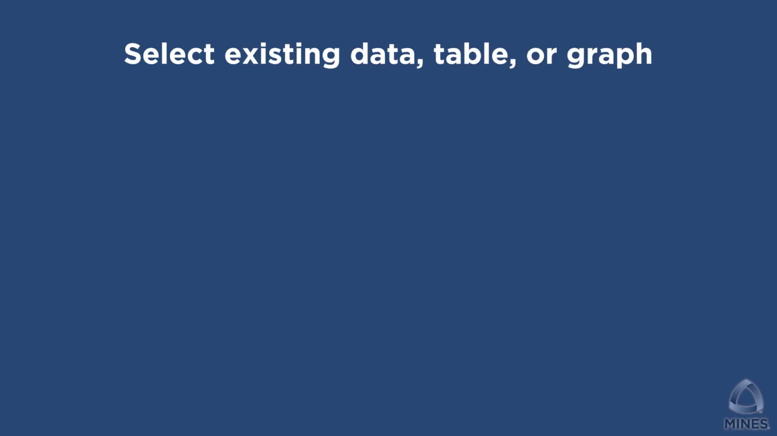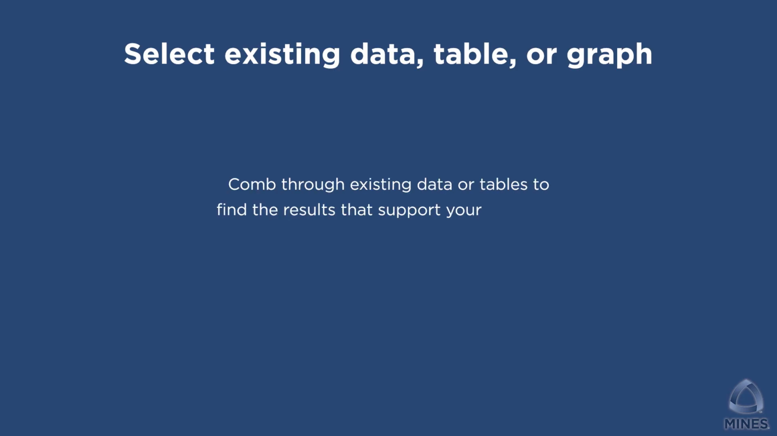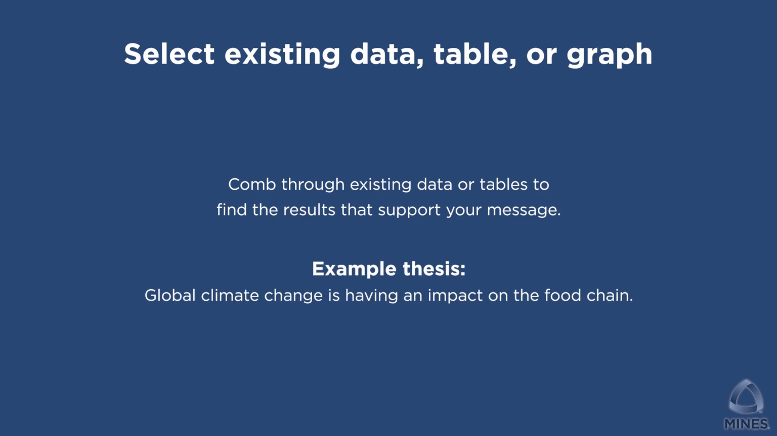The first step in creating your infographic is choosing the data you would like to communicate to your audience. This is your opportunity to think about the story you want to tell. Comb through your existing data or tables to find the results that support your message. For this tutorial, we will be creating an infographic to support the thesis that global climate change is having an impact on the food chain.